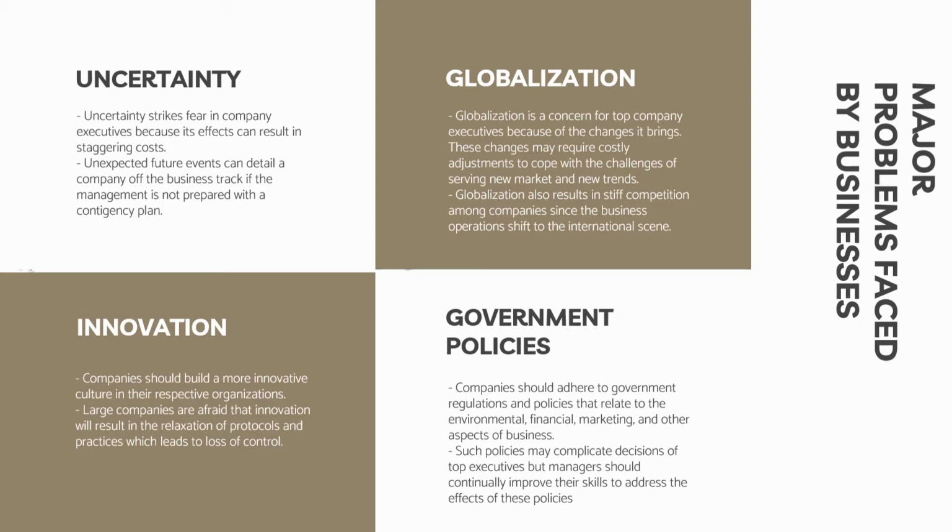Government policies. Companies should adhere to government regulations and policies that relate to the environmental, financial, marketing, and other aspects of business. Such policies may complicate decisions of top executives, but managers should continually improve their skills to address the effects of these policies. So government policies will influence the production processes of the business. The government may increase taxes on some inputs, making the production of goods and services more expensive. Governments are concerned about large businesses creating monopolies and will look to protect smaller businesses.